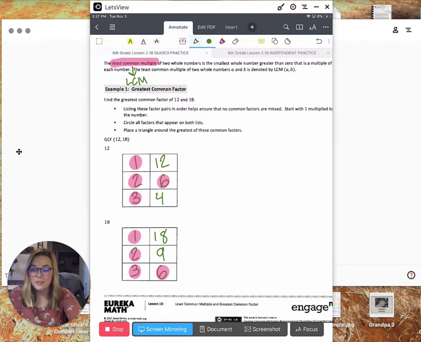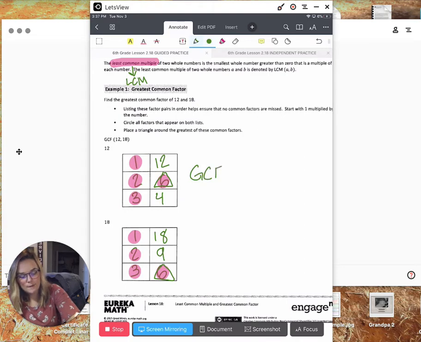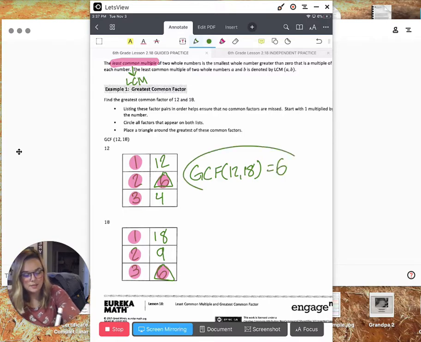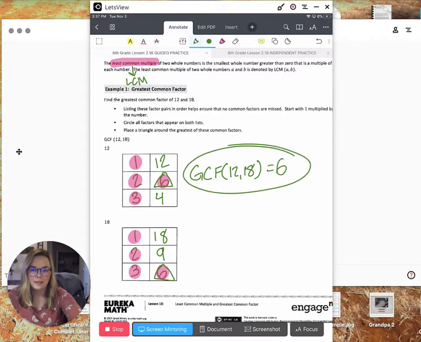But we need to find the greatest common factor. So we're going to look for the factor that these two numbers have in common, and we're going to put a triangle around the greatest one, the largest one. It looks like that is going to be 6. So the GCF of 12 and 18 is 6. Their greatest common factor is 6.